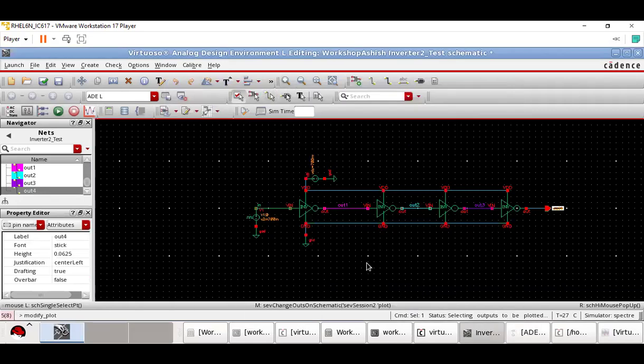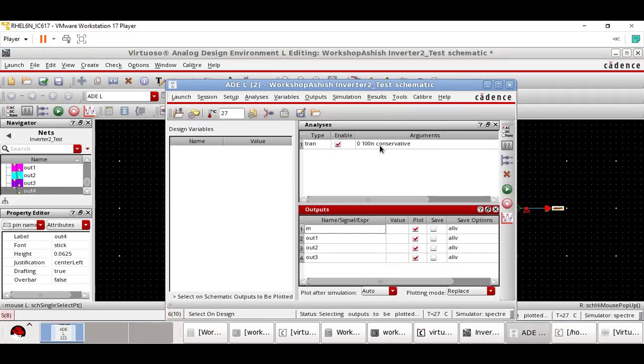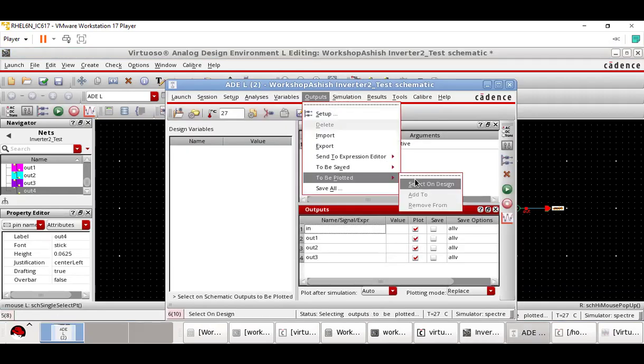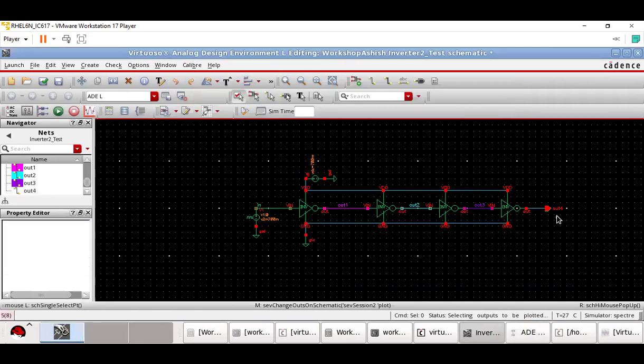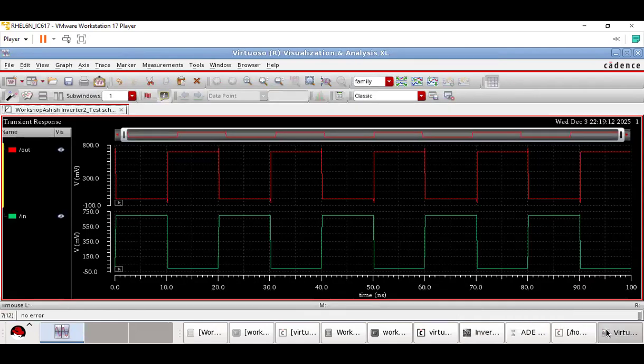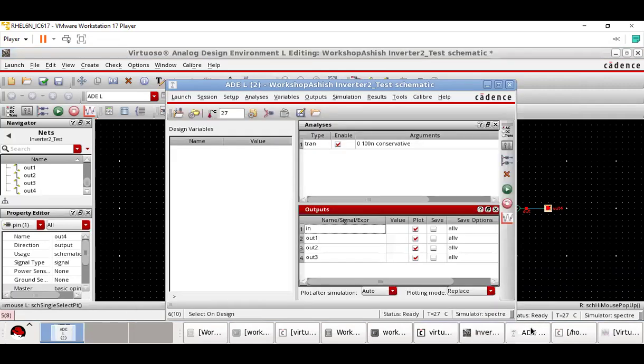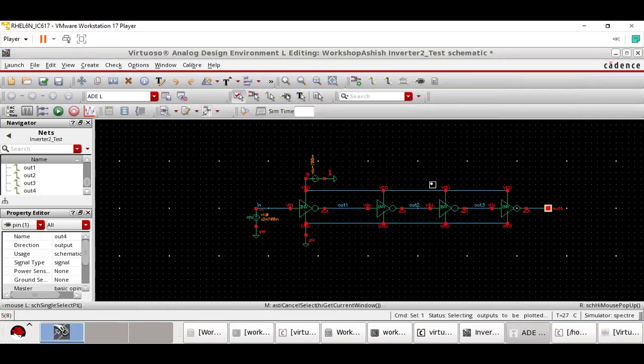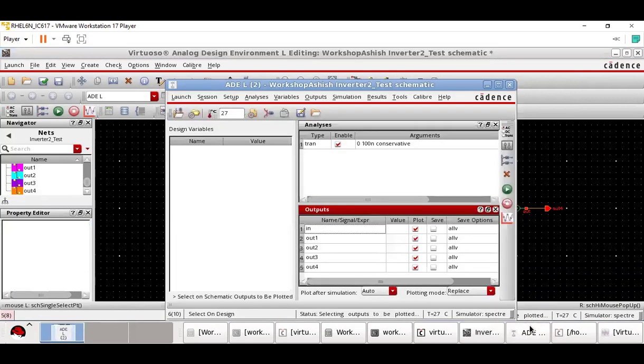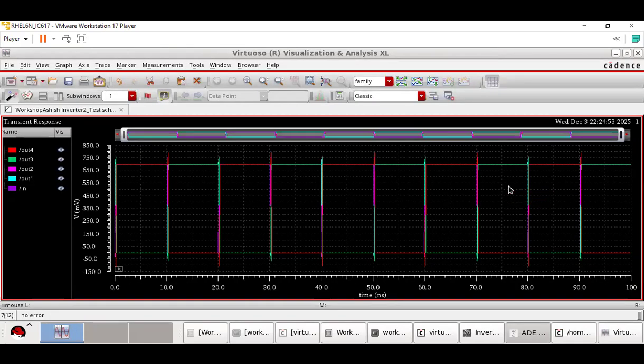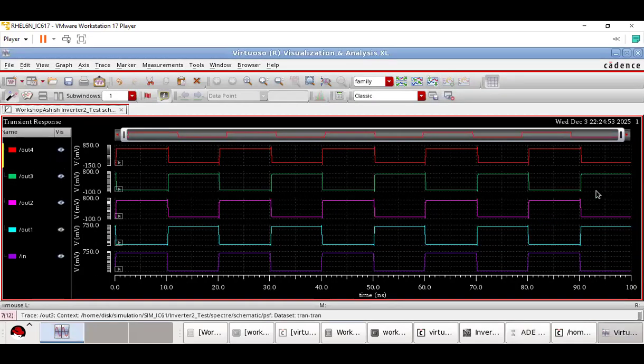Output 4 did not come. You see output to be plotted. Select on design. It is not picking the output 4. Let me try once more. Now I think it has, yes, now it has checked output 4. Now when I simulate this, this is how it looks like.